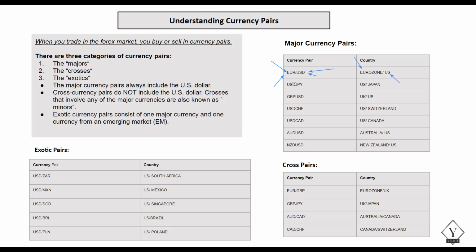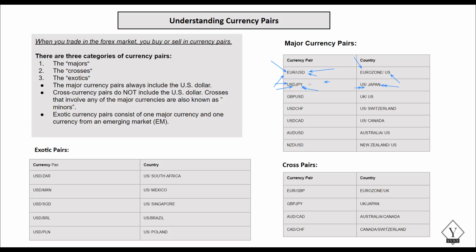If you look at the second example, USD JPY, this means the US dollar and the Japanese yen, right? I just needed to put the country there. So when you trade this pair, you are trading the dollar against the Japanese yen.